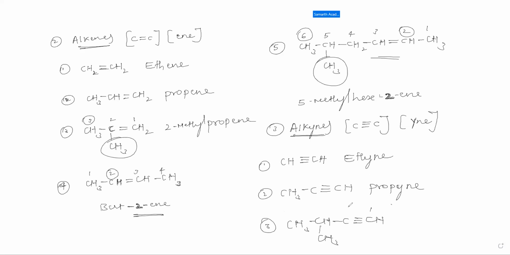So here 1, 2, 3, 4. The third carbon contains a methyl. So 3-methyl, 3-methyl butane. So this is the compound name.